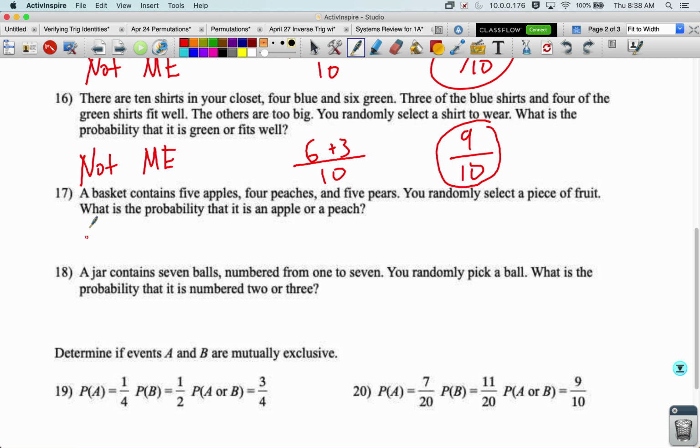Apple or a peach, this is mutually exclusive. You cannot be both an apple and a peach. 5 apples, 4 peaches, so that's 9 over a total of 14.